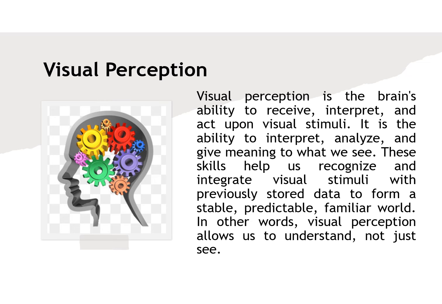Let's now take a closer look at visual perception. Visual perception is the brain's ability to receive, interpret, and act upon visual stimuli. It is the ability to interpret, analyze, and give meaning to what we see. These skills help us recognize and integrate visual stimuli with previously stored data to form a stable, predictable, familiar world. In other words, visual perception allows us to understand, not just to see.